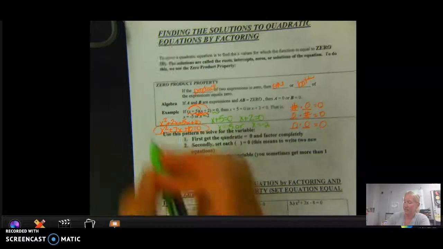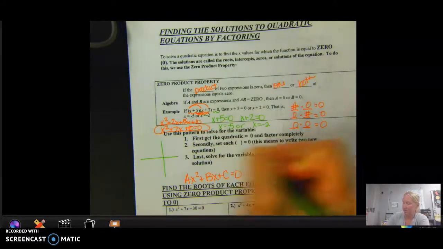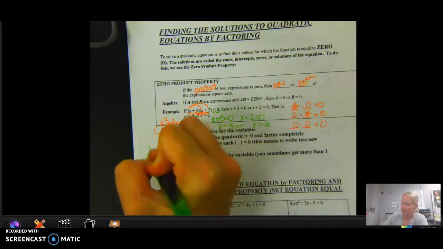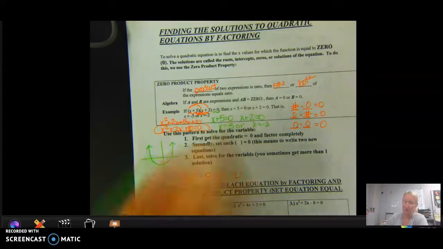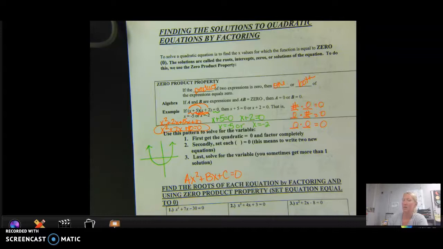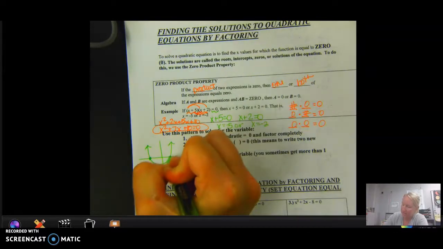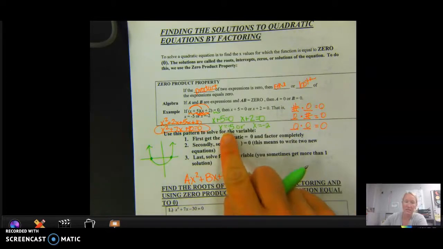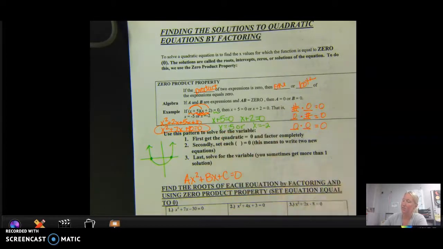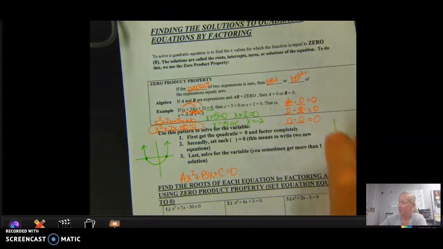What you're really finding is, on that specific parabola, so if I graph these, they make a U shape. If I graph quadratics, they could be going up or down. But what you're really finding is where it crosses the x-axis. So this is saying it's crossing the x-axis at negative 5 and negative 2. I can cross in two spots, I could cross in just one spot, or I could cross in no spots. And parabolas can be going down too.